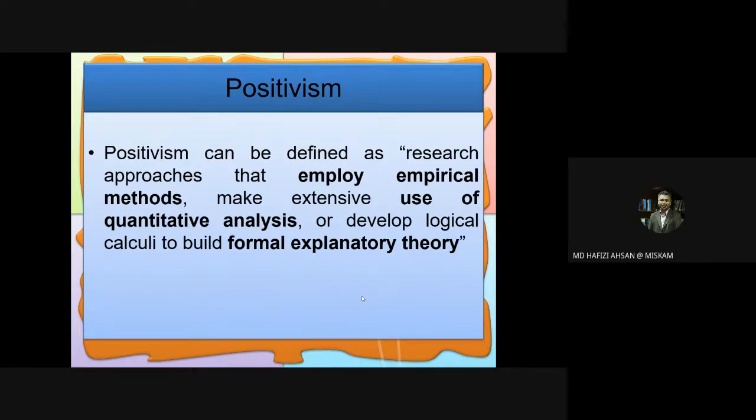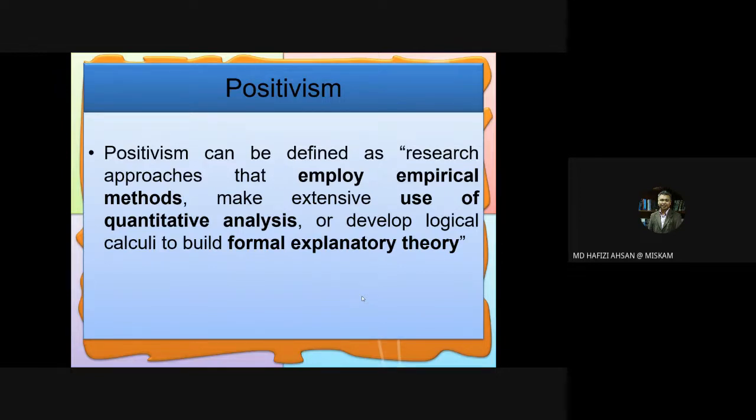So my question is, when should we use research philosophy? Is it before we design our research questions, or we define our problem, or after we define our research problem? That is my question. When should research philosophy happen? That's my first question.